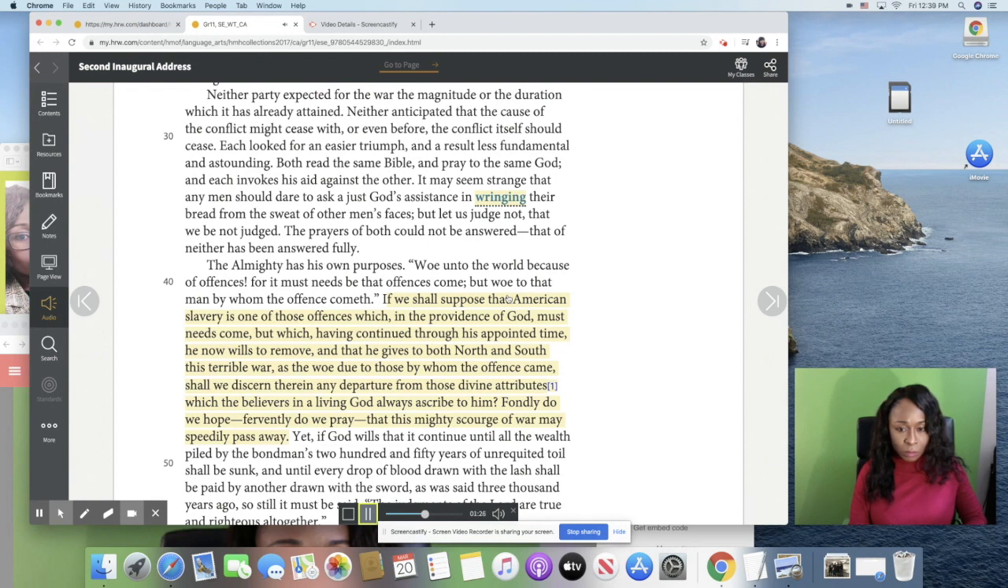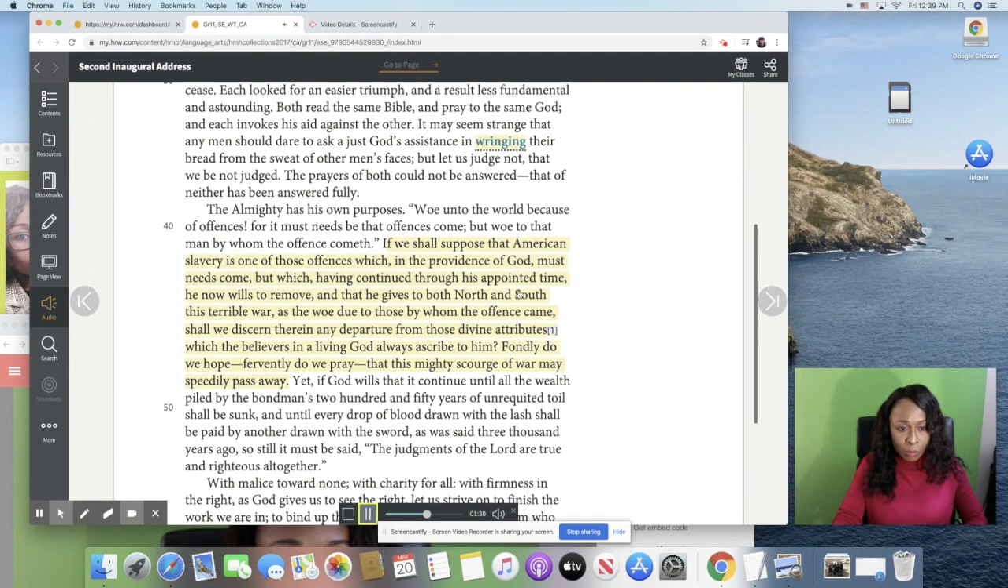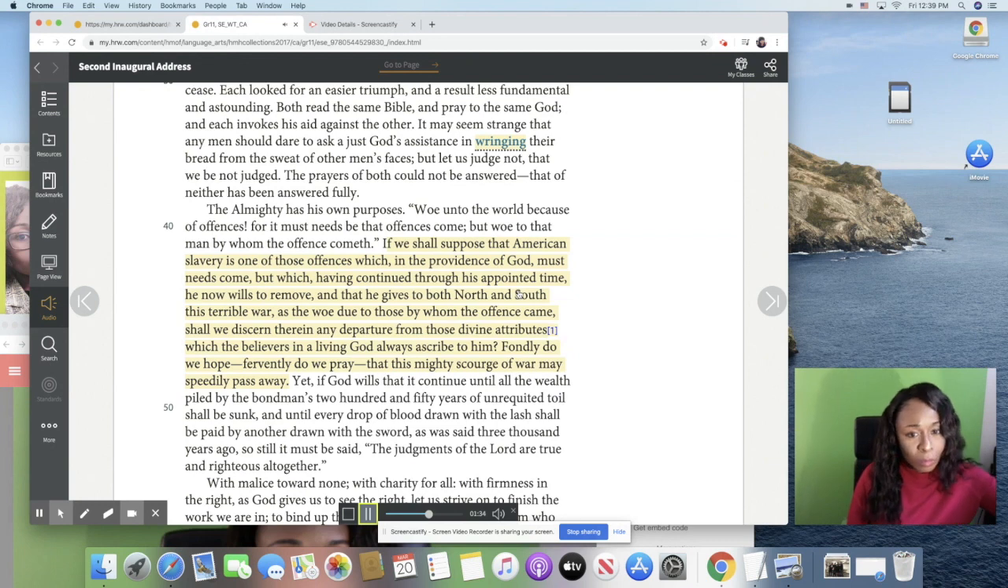If we shall suppose that American slavery is one of those offenses which, in the providence of God, must needs come, but which, having continued through his appointed time, he now wills to remove, and that he gives to both North and South this terrible war, as the woe due to those by whom the offense came, shall we discern therein any departure from those divine attributes which the believers in a living God always ascribe to him?